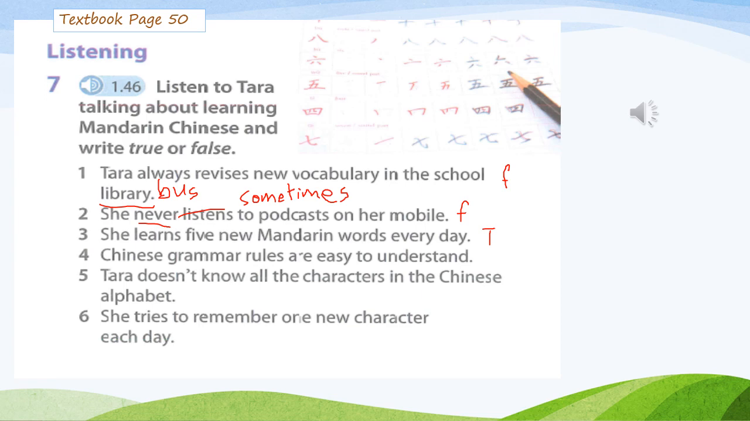Number 4, Chinese grammar rules are easy to understand. Nope, that's false. Why? Okay, she said that it's hard to understand. It's not easy. It's very difficult. Okay. Number 5, Tara doesn't know all the characters in the Chinese alphabet. Yes, that's true. Okay, she's only learning the important ones now. She tries to remember 1 new character each day, and that is true.